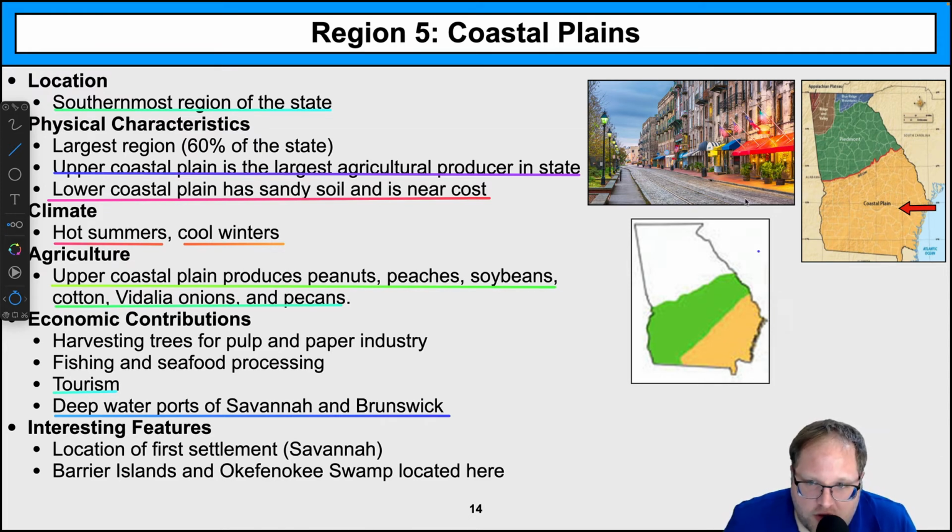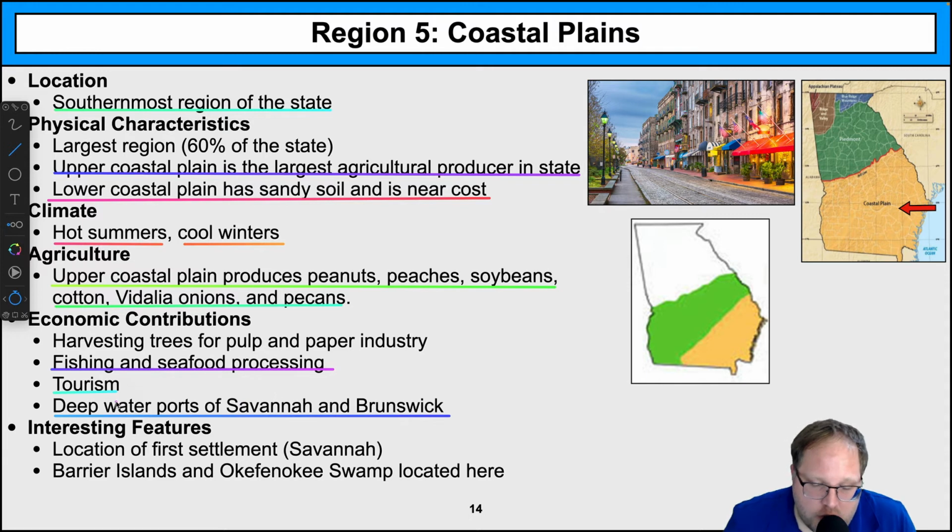You can go to places like Savannah, and I have a picture of River Street right here. There are the barrier islands, such as Tybee, Jekyll, and St. Simons, which are major tourist attractions that are part of the Coastal Plains. And of course, because you are near the ocean, you can do a lot of fishing and seafood processing to make money in this region as well.